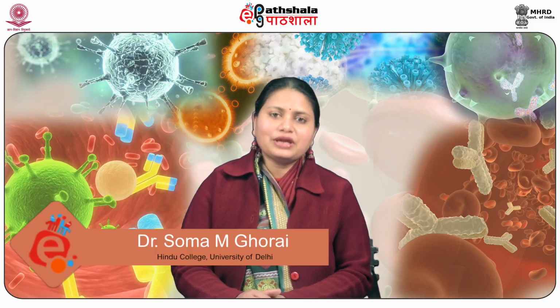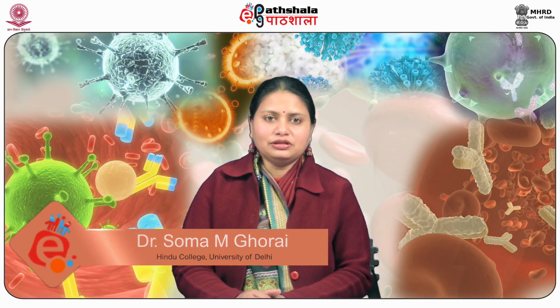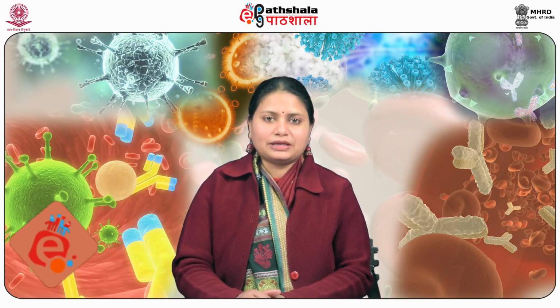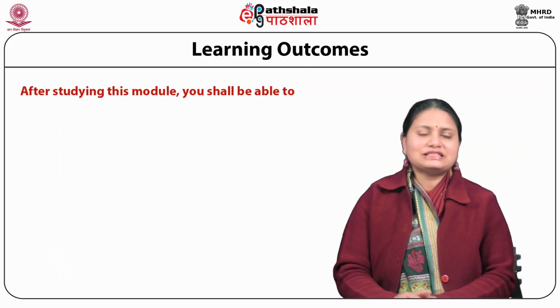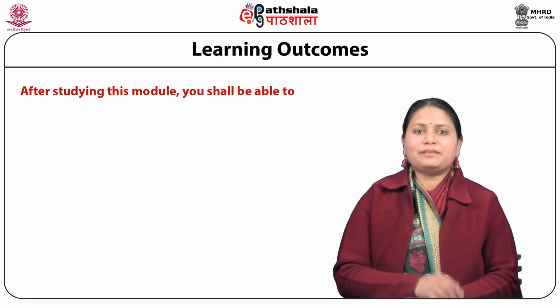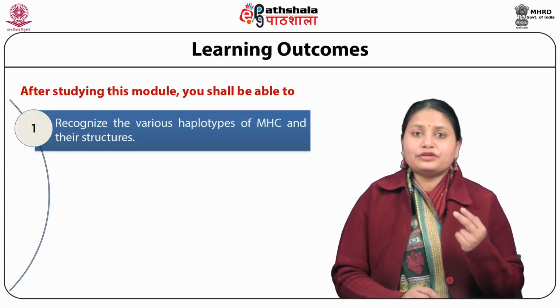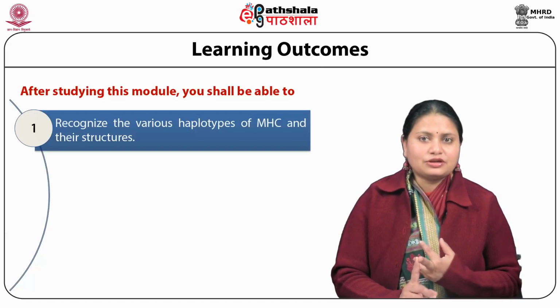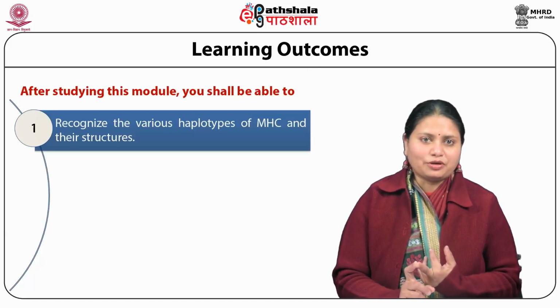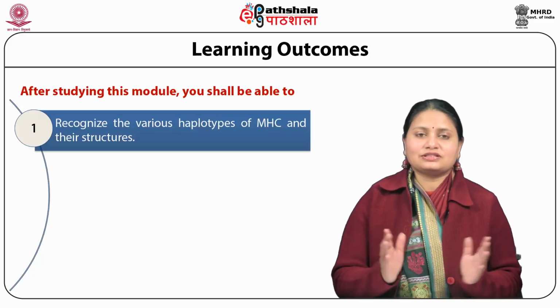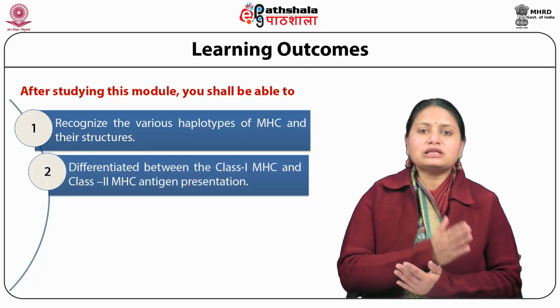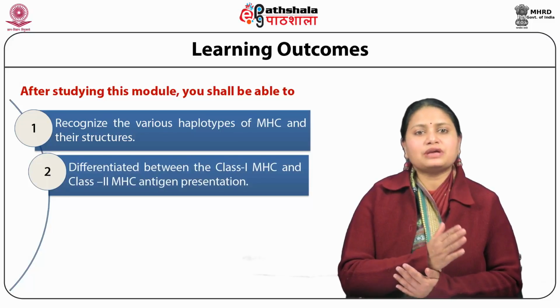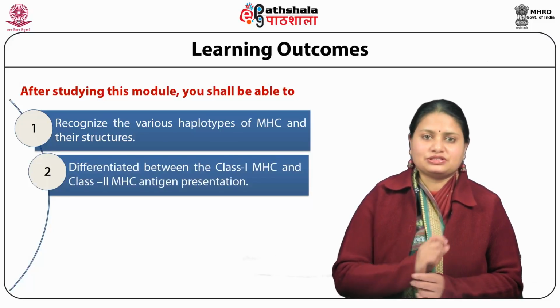Today, we are going to discuss the module Major Histocompatibility Complex from the paper Immunology. After studying this module, you shall be able to recognize the various haplotypes of the major histocompatibility complex and their different structures. You will be able to differentiate between class 1 MHC and class 2 MHC antigen presentations.